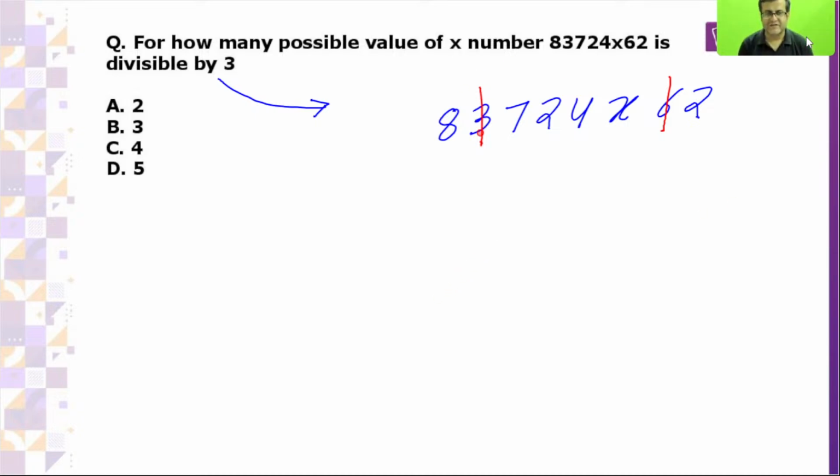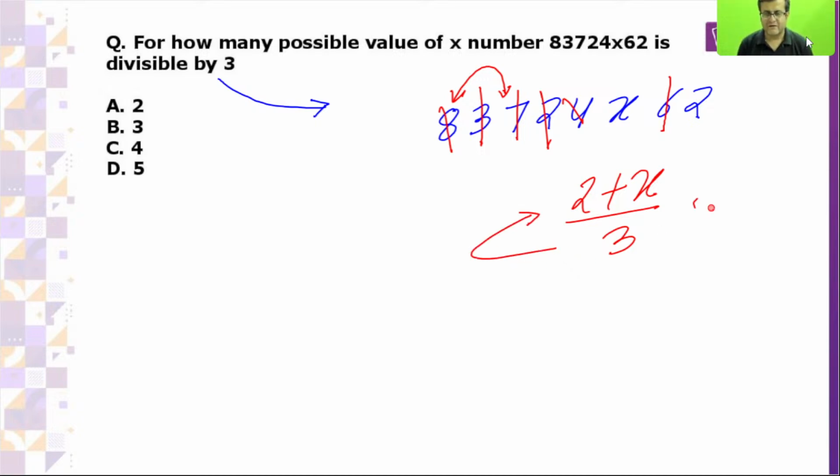So 3 is divisible by 3. 6 is divisible by 3. 8 plus 7, the sum is 15, divisible by 3. 4 plus 2, the sum is divisible by 3. Now you are left with 2 plus x. Now divided by 3, the remainder, no, not remainder. The value of x. How many values of x are possible?